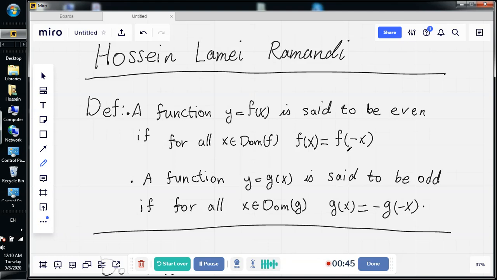So if we look at the definition, being even asserts that the graph of f is symmetric with respect to the y-axis. But if a function is odd, the graph of g is going to be symmetric with respect to the origin. About the even function, it doesn't matter if you plug in x or negative x. In both cases, you get the same value. But when a function is odd and you plug in negative x instead of x, you get the negative of the value of g of x.